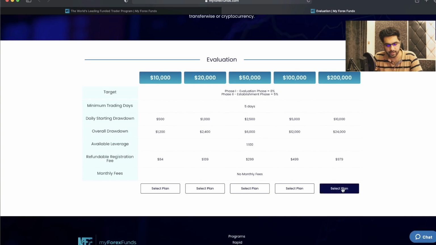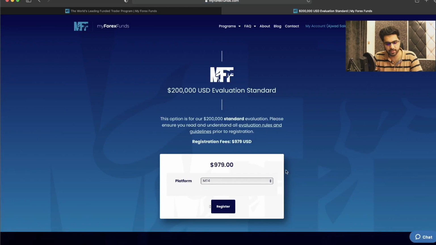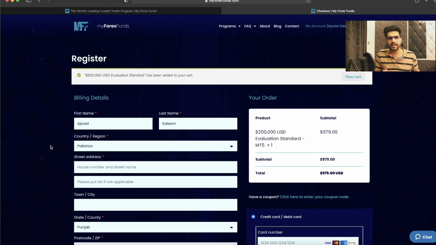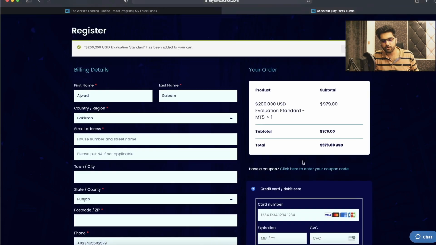So let's select this plan, and now they are asking us to select which platform we want to use. I am going with MT5 and I'm going to click register. As I already have an account registered with My Forex Funds, all my information is automatically filled in here. Now I have to pay $979 in order to take the challenge. But if you have a discount code, the fee will be a little less, like 4 or 5% less. So instead of paying $979, you will be paying somewhere around $940 or $950. If you have any coupon, you can enter it here.